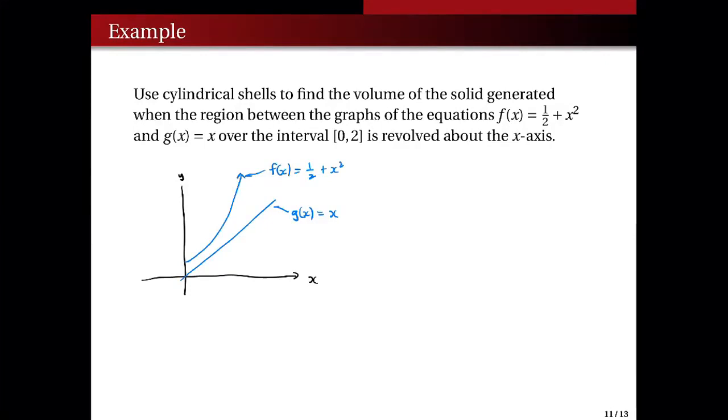0 to 2. So say this is where your 2 is at. And I think I'm gonna adjust that part. Suppose your 2 is in here. So 0 to 2. So the region is somewhere here. So 0 to 2. So the region, it's this part here.